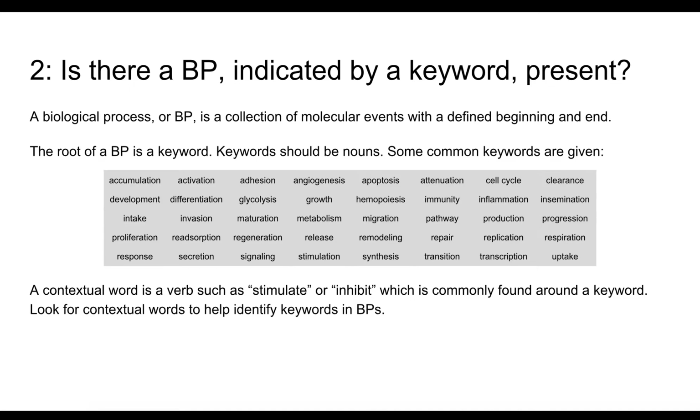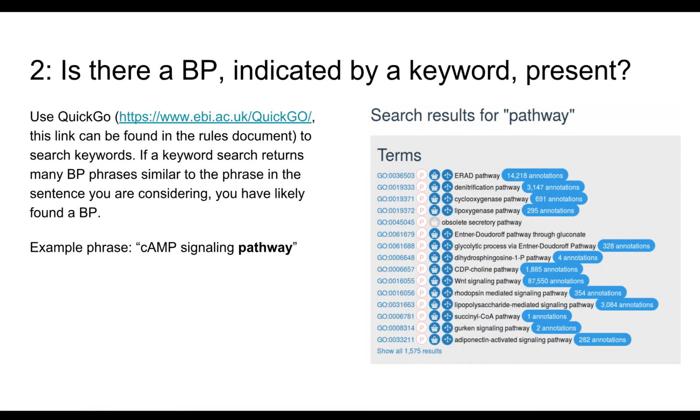Some common keywords are listed here, and this table can also be found in the rules document linked below this video. However, there are many more possible keywords than we could list here in one table. If you're trying to decide whether a keyword not listed in the common keywords table is a valid keyword for a BP, the best thing to do is to search for it in GO. The link given here, which links to a fast search page for GO, can also be found in the rules document linked below this video.